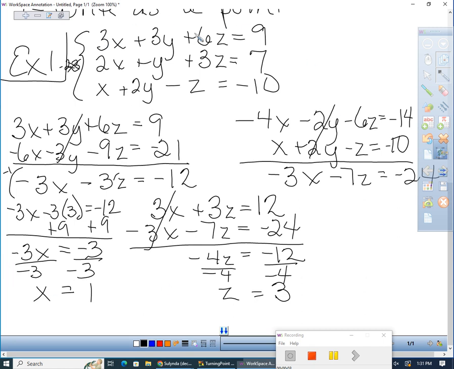Yeah, we're going to take them to the very top equation and plug them in here. So we're going to put 1 in here for x. Put 1 in here for x. We're going to put 3 in here for z. And we're going to solve it.